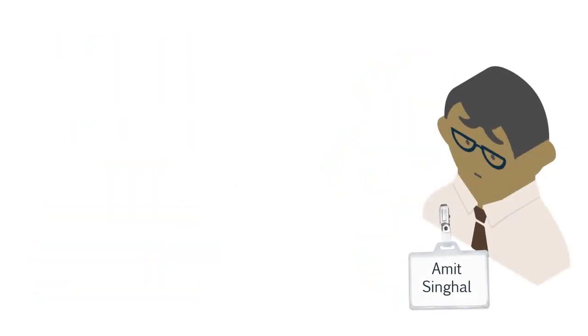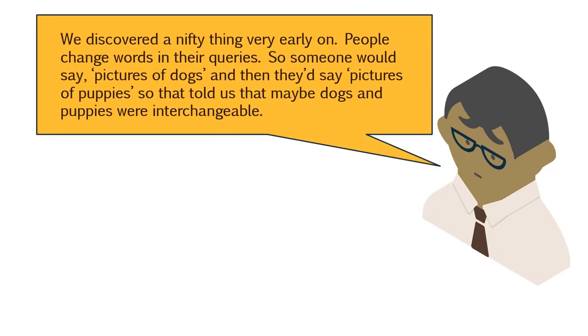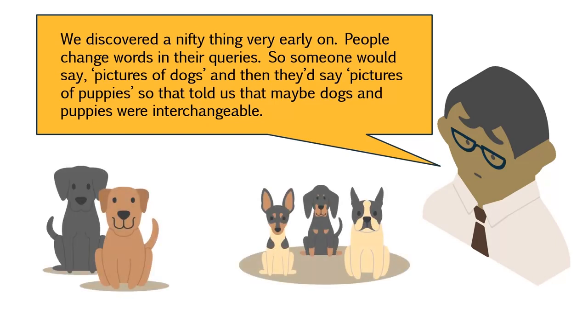All of these words might mean something different out of context, but together they help support this page's theme of baseball. Amit Singhal, an engineer at Google, told an interesting story about how Google learns which words are synonyms. When discussing the creation of this portion of the algorithm, Amit said, "We discovered a very nifty thing early on. People change words in their queries. So someone would say, pictures of dogs, and then they'd say, pictures of puppies.